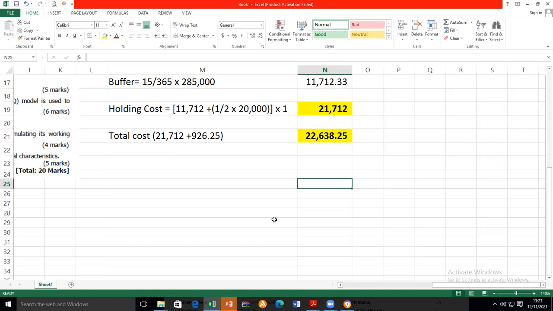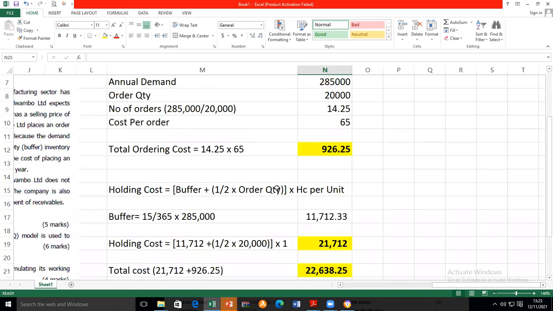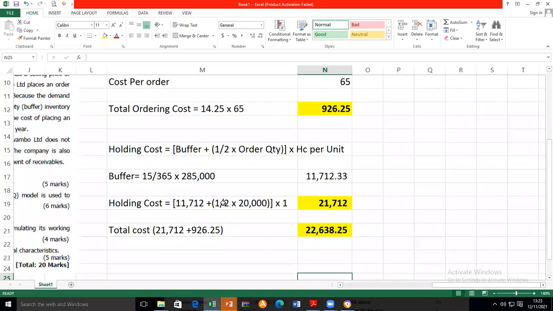So if you get a question on inventory management, this is a common question that you expect. Is there any trick here? Yes. Buffer, when there's a buffer.